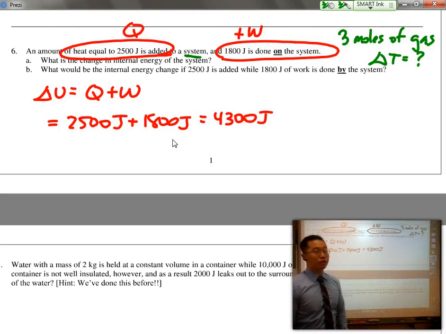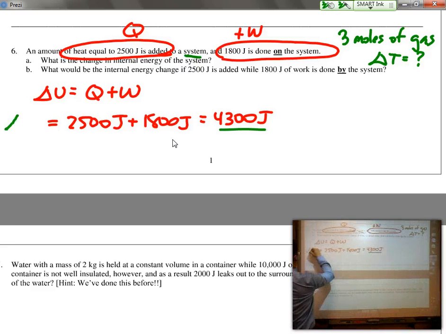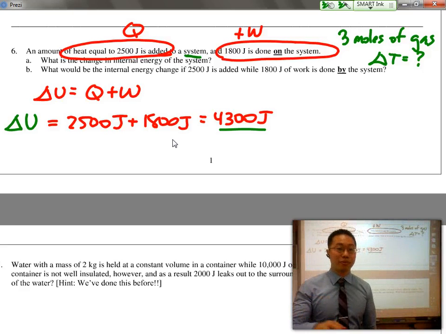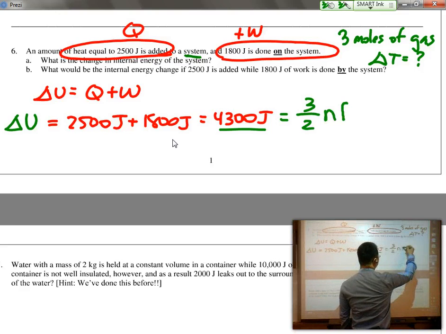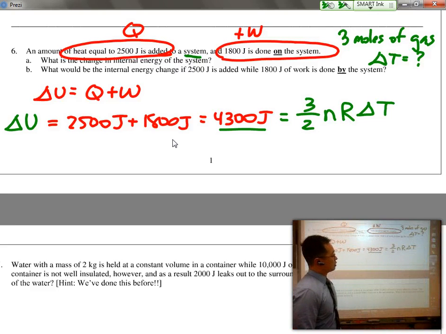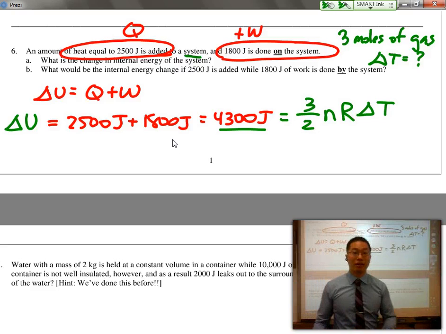So in this case, we know that delta U is equal to 4,300 joules. But also remember that delta U has a second formula, that delta U is directly related to temperature. So we can also set it equal to 3/2 nR delta T. Okay? So in this case over here, notice, does the type of gas matter? No. The type of gas has no part in playing with how much internal energy there is.